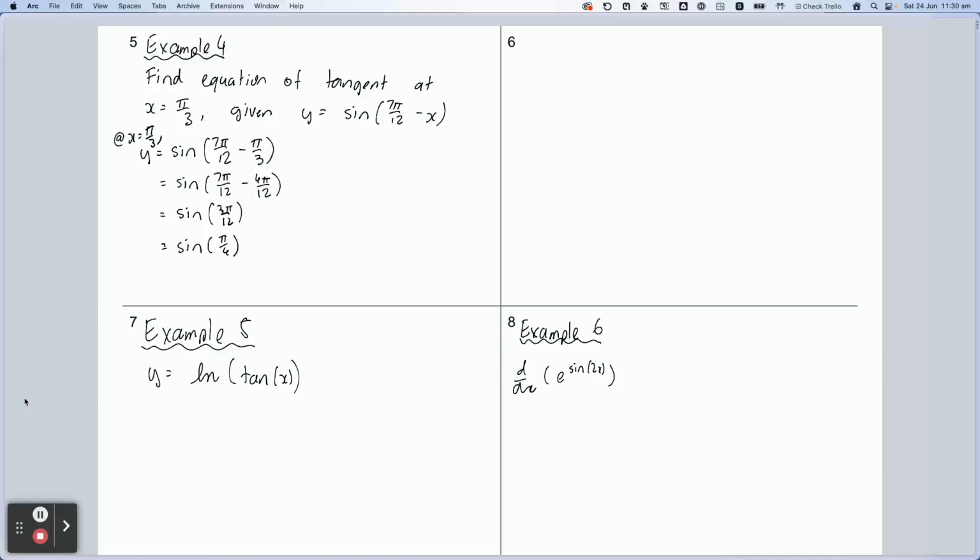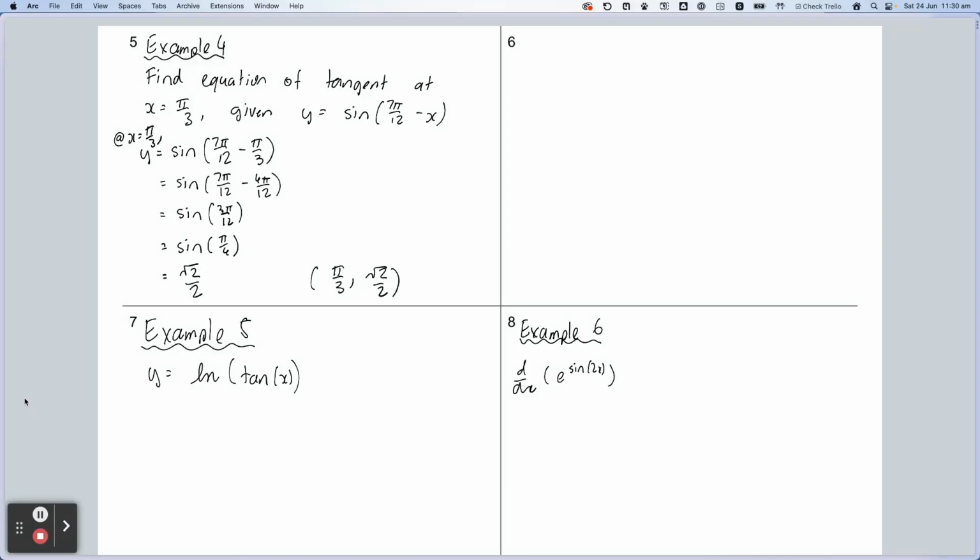Okay, so that's that simplified, but that's one of our exact values, right? Sine of pi on 4 is root 2 on 2. So we have root 2 on 2 as our y coordinate. So we've got pi on 3, root 2 on 2 as our xy point. So that's the point that the tangent is touching at. And now we need to work out the gradient so that we can use y equals mx plus c, or y minus y1 equals m times x minus x1.